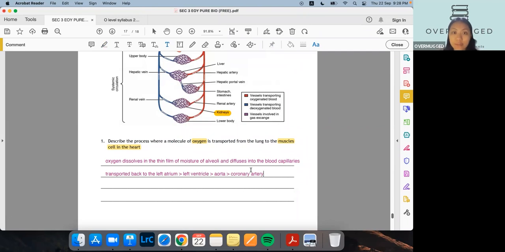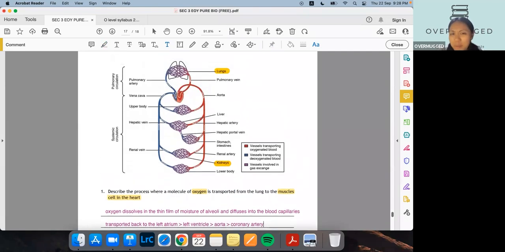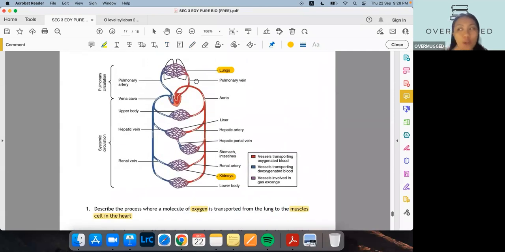And then it reaches the muscle, heart. Okay, this diagram may not be shown here, but the idea is that the flow of blood is one direction. You stare hard at this diagram. If you're not good at this kind of question, stare hard at this diagram, follow the arrow.